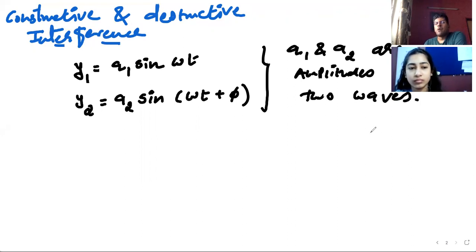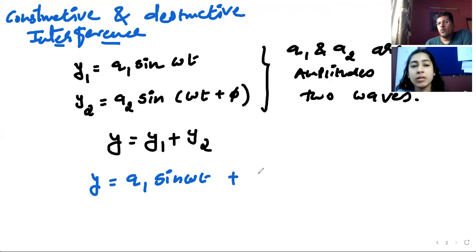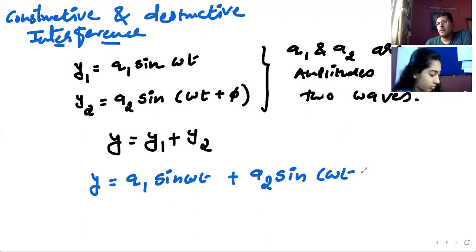Now I am adding them together. We are aware that it is called an algebraic sum. So y equals y1 plus y2. So y equals small a1 sine omega t, and y2 equals a2 sine omega t plus phi.